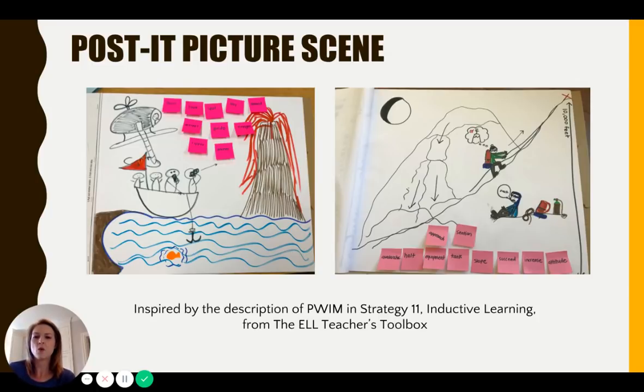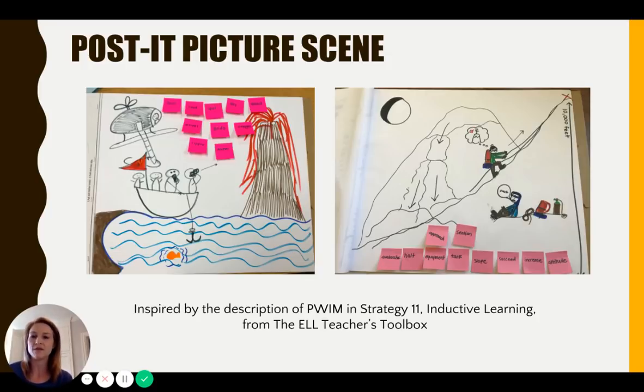And then we figured out what to add to our scene that would represent our vocabulary words. I since went back and redrew my picture to make it a little neater. But what's really interesting is that the helicopter in the picture on the left was an idea that came from the student.